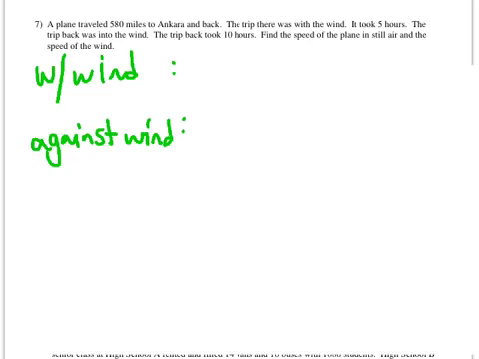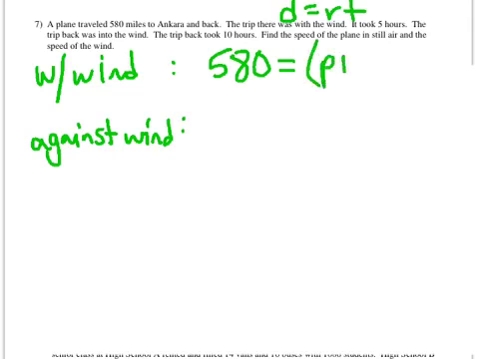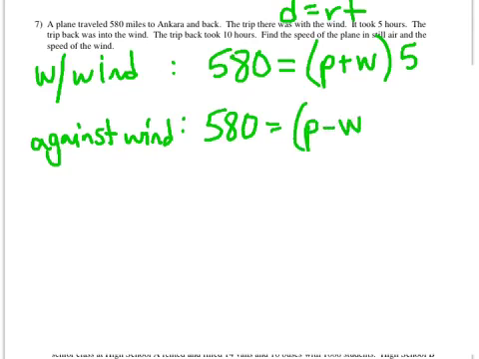Okay, we also need to know, and this is a really important equation, that distance equals rate times time. So if it took 5 hours, that's going to be the amount of time. So the distance is 580. The rate, if we're going with the wind, is the speed of the plane plus the speed of the wind times 5. And if we're going against the wind, this distance is 580 again, but it's the speed of the plane minus the speed of the wind, and this time it took 10 hours. Now, to solve this, we need to distribute the 5 and the 10.